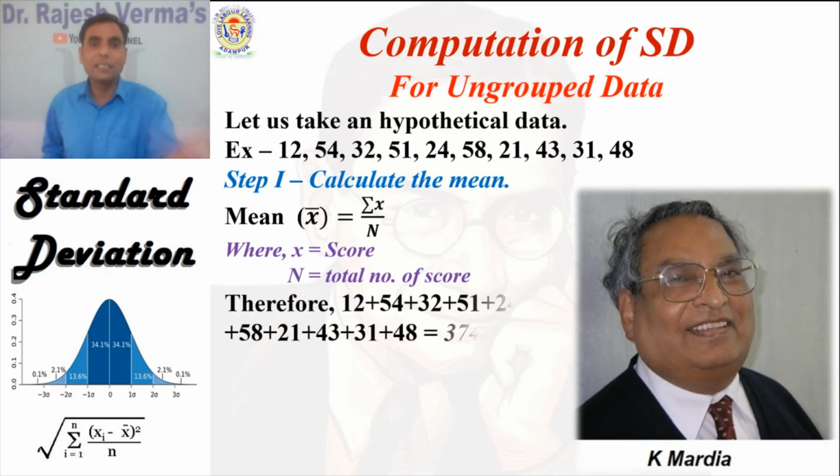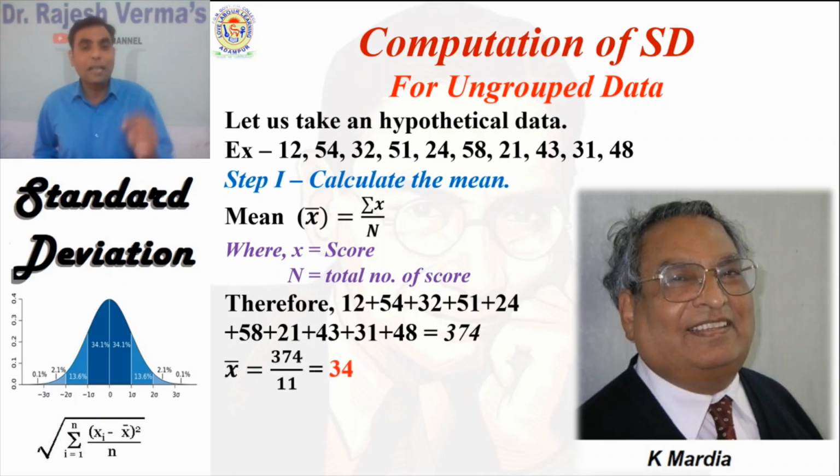So in our ungrouped data, the summation x, which means if you add all these scores, the answer will be 374, and these scores are a total of 11 scores. If you divide 374 by 11, the answer will be 34. My dear friends, this 34 is the mean, the first step in the calculation of standard deviation. Mean is represented by x bar, so x bar is 34.